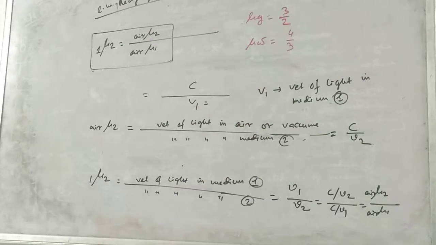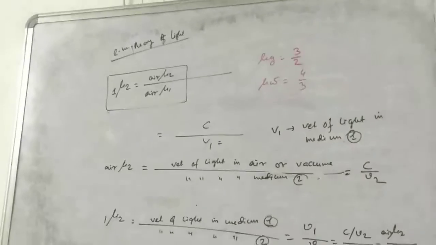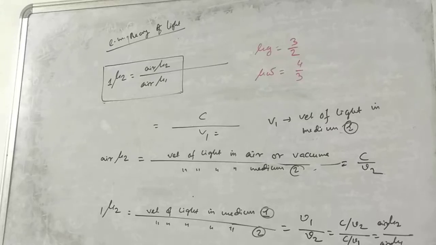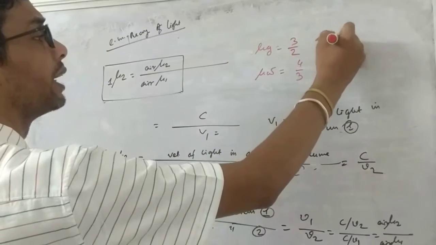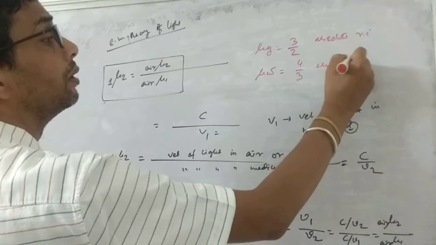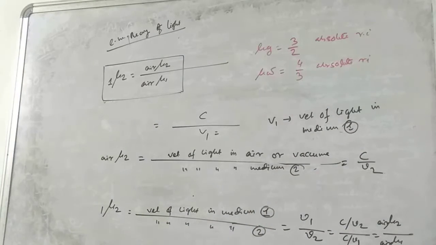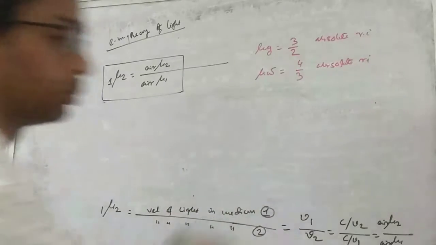So two data are given. One is the absolute refractive index of the glass, another is the absolute refractive index of water. Now the question is, what is the refractive index of the glass with respect to water? That means absolute RI is given. This is absolute RI of glass. This is absolute RI of water. Now the question is, what is the relative refractive index of what? Relative refractive index of glass with respect to water.